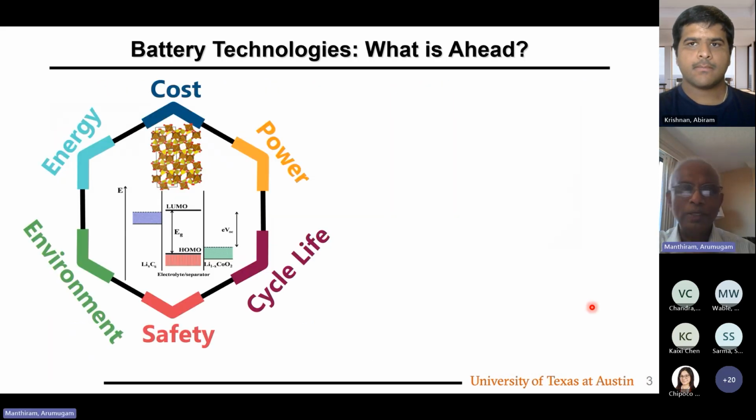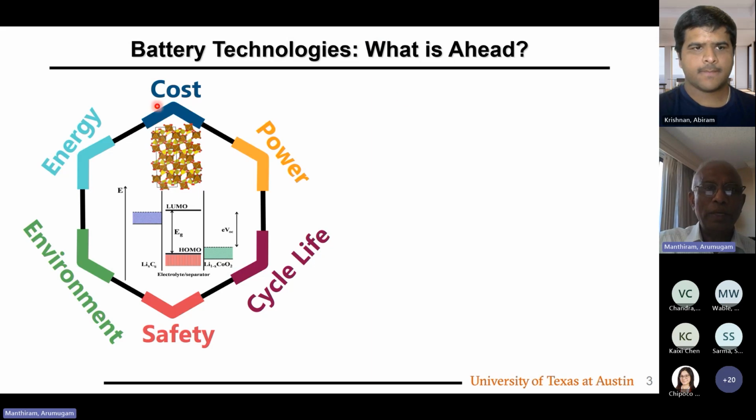Now, as we move forward, it's great. We have lithium ion. So when you have batteries, there are a few things we have to worry about. At least 6 parameters, as I have shown you here: cost, power density, energy density, cycle life, safety, and environmental impact. They are all intimately linked to the materials. Which material we use, that's what they determine.